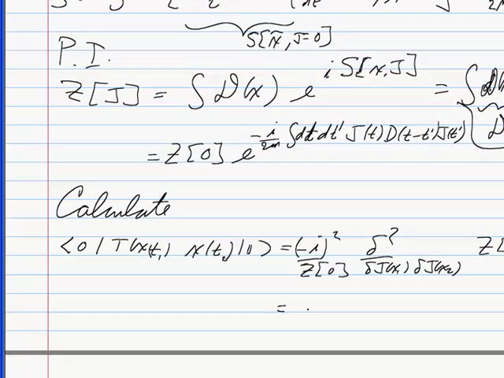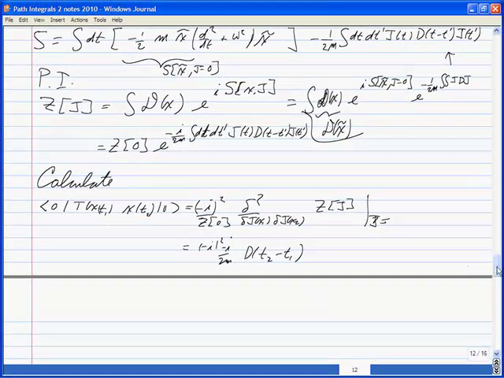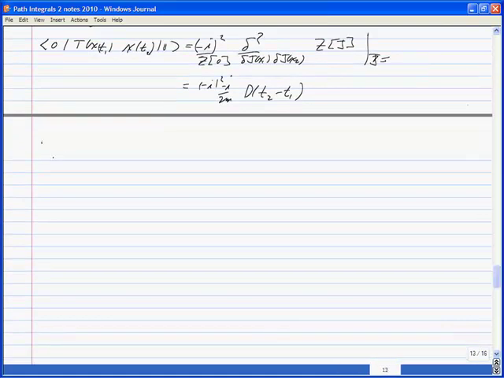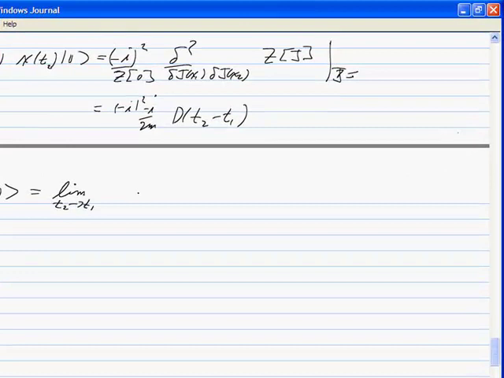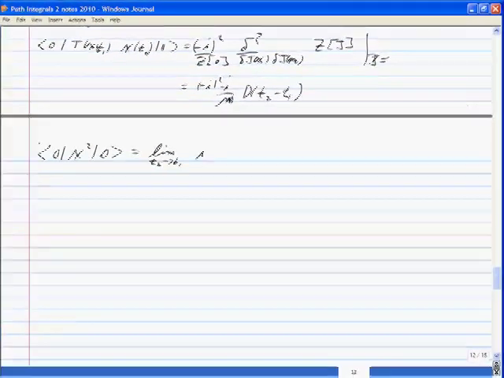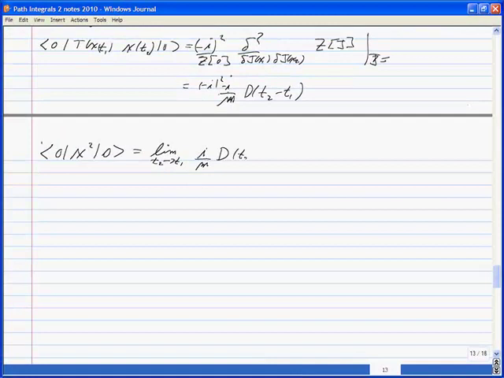This becomes then minus i squared minus i over 2m d of t2 minus t1. And then something of real interest, the ground state expectation value of x squared, is then the limit of t2 goes to t1. And actually I have a mistake there. Sorry, there's no 2. Let me just finish writing this equation. i over m d of t2 minus t1.